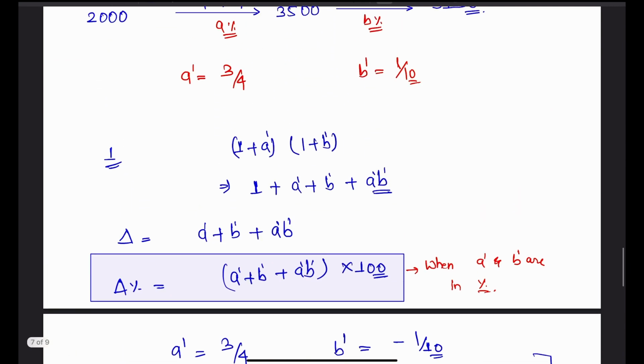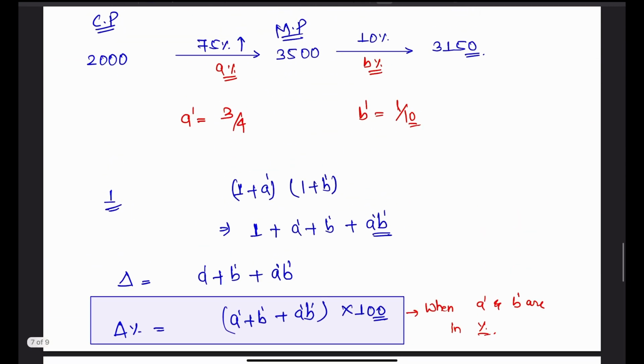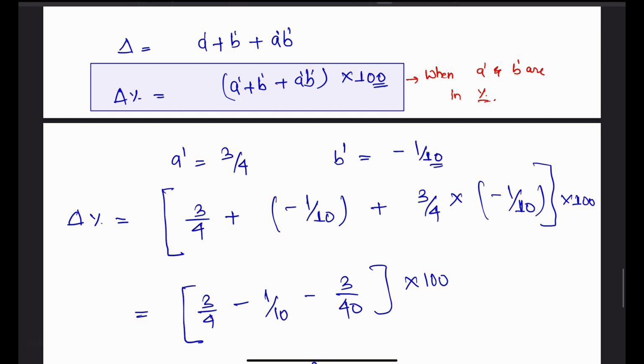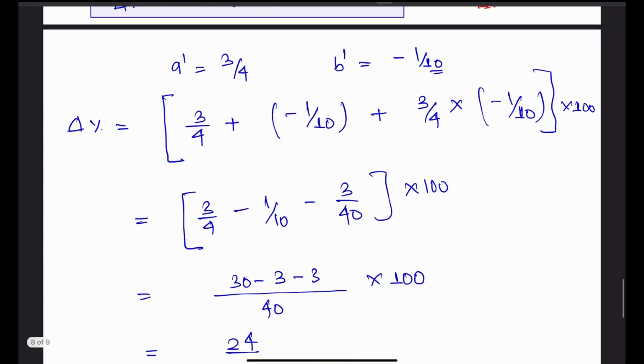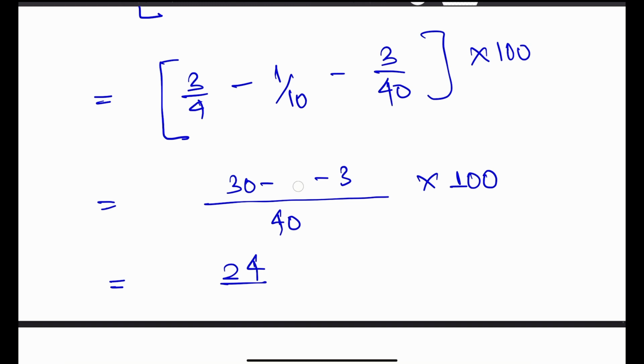So A is 75%, which means 3 by 4, and B is 1 by 10. So 3 by 4 minus 1 by 10, correct? Minus of A dash into B dash. So it will be 3 by 4 minus 3 by 40, correct? So 40 is the LCM. So 10, 30, it is 4. Oh, right. How did it become 3? It becomes 4. Here it will be 4. So 30 minus 7 is 23 by 40 into 100. So again, this is becoming 57.5 percent.